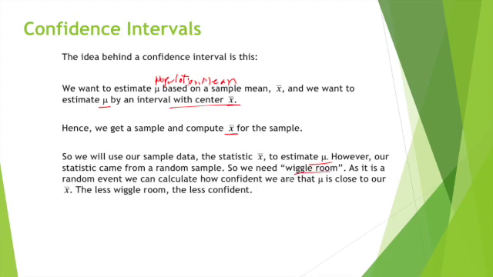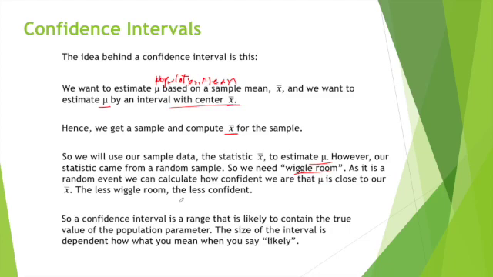That's when we're going to calculate how confident we are and how close our population mean is to our sample proportion. The less wiggle room, the less confident. So we're going to have less wiggle room for a 90% confidence interval than we would for a 95% confidence interval, than we would for a 99% confidence interval, okay? And the size of the interval is dependent upon what you mean when you say likely. Let's go into that.